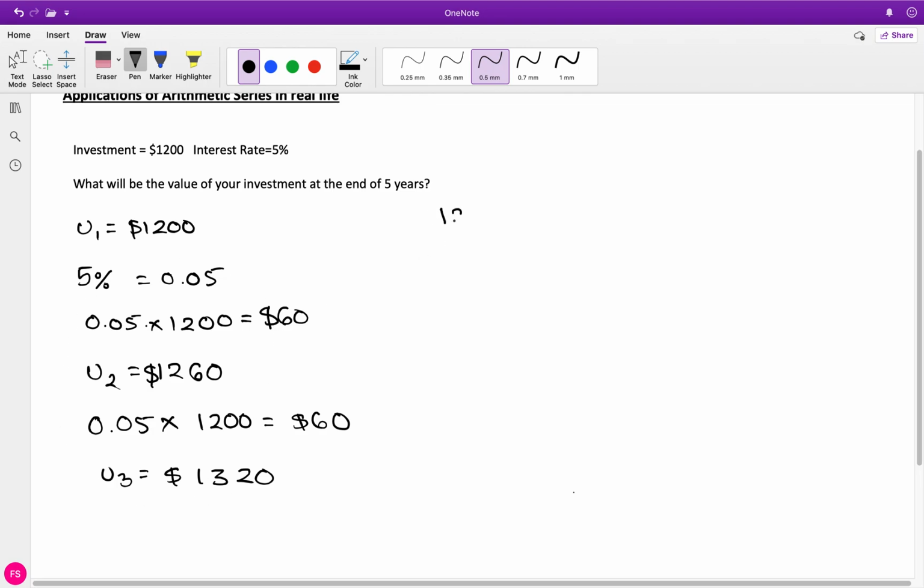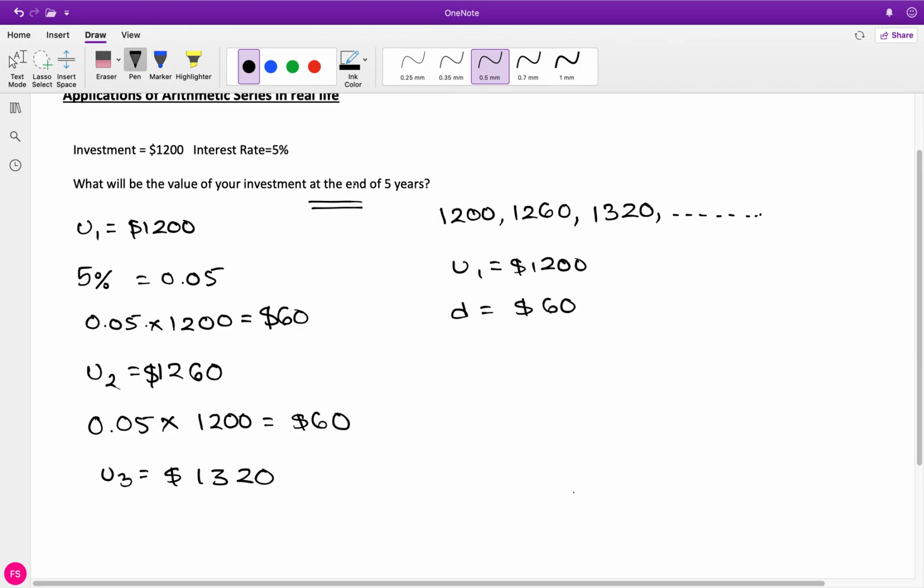Let me write it down like this: 1,200, 1,260, 1,320, and so on. My U1 is 1,200 and it's increasing by $60 every year. So that means my common difference is going to be $60 only. Now the question is, you have to find the value of your investment at the end of 5 years. Now there's a trick in this question, that's why I chose this one.